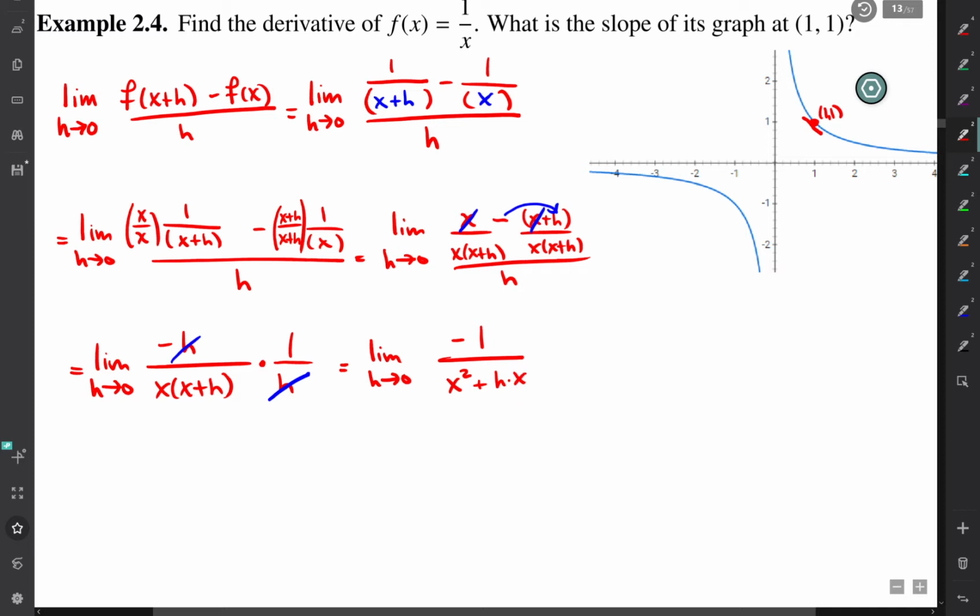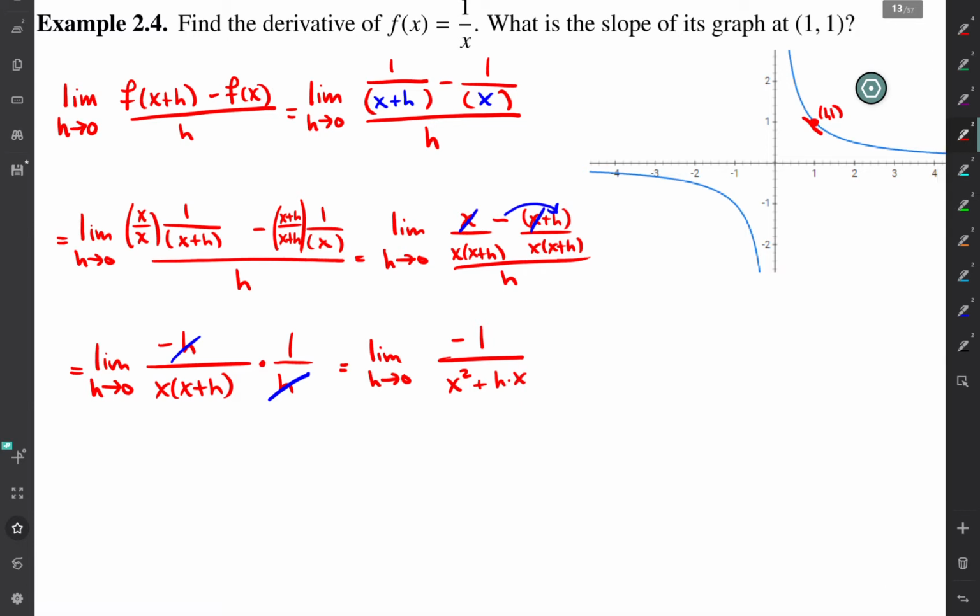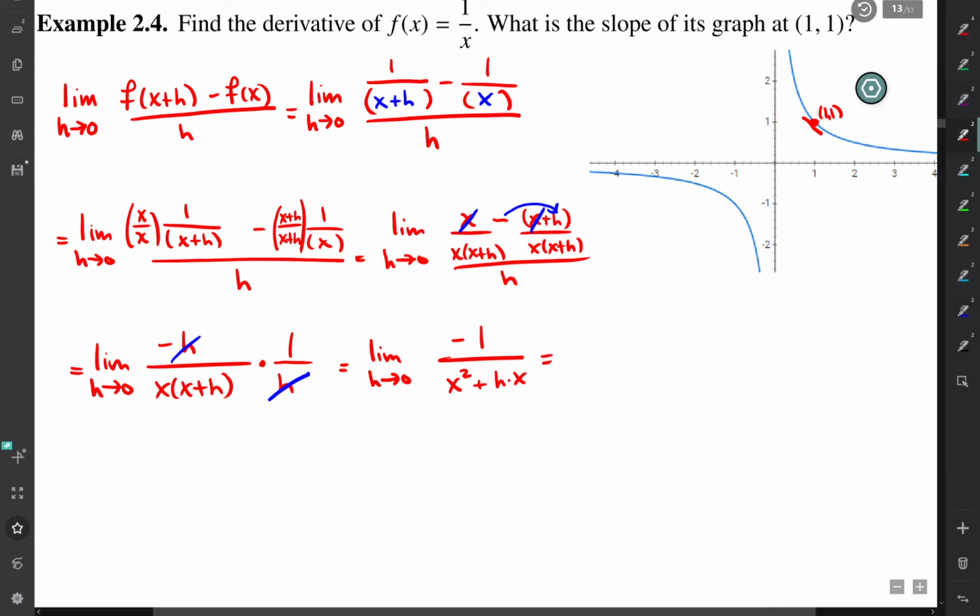And now I can actually let h go to 0 here. So I take that limit. This will actually go to 0, so I'll get 0 times x there. So I'm ending up with just negative 1 over x squared. So I just found that my slope at any point on this curve, x comma y, is dependent on x. It's going to be negative 1 over x squared.